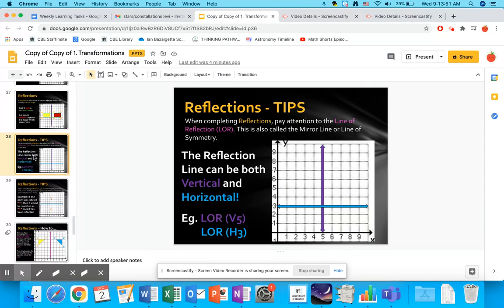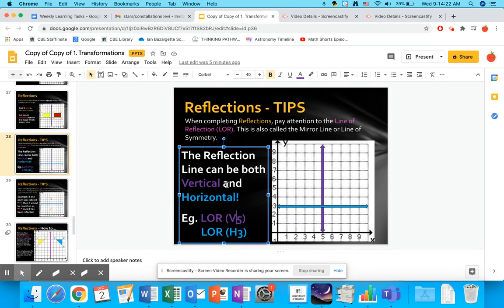So when it comes to reflections, usually it'll tell you where you're reflecting it. The mirror line or the line of symmetry, those are different names for it, but it's basically just where the mirror is located. So the line can be anywhere. It could be along your x-axis or the y-axis. Sometimes it'll say like the line of reflection is like x5 or y5.